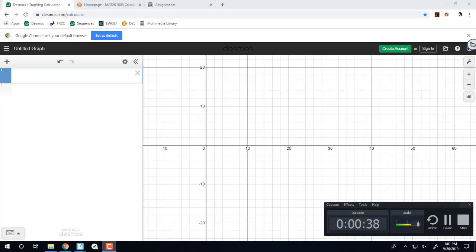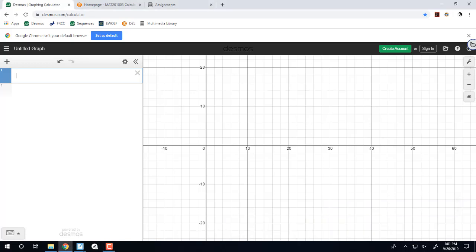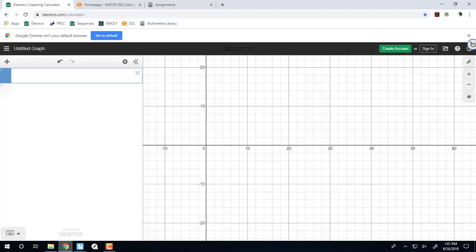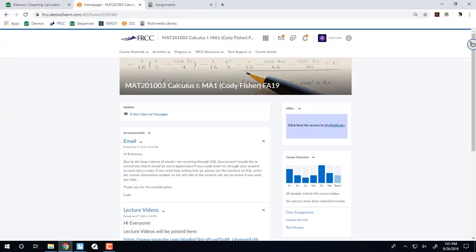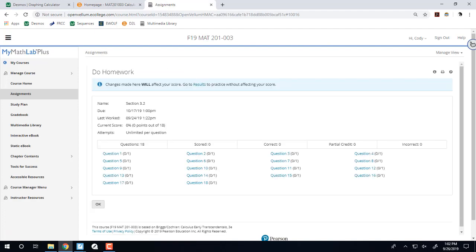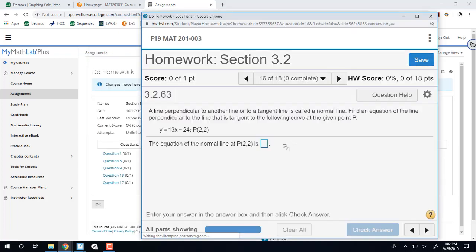Does anyone have any homework questions? I have a homework question. You do. What's that? 3.2, okay, 16 or 17. Yeah, we're on the same topic. I don't know how to do this right now. Was this the perpendicular line? Yeah. Utterly confused. All right.